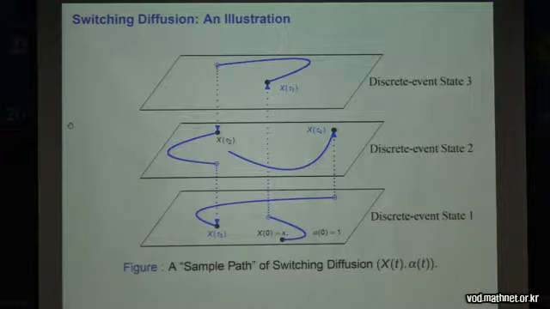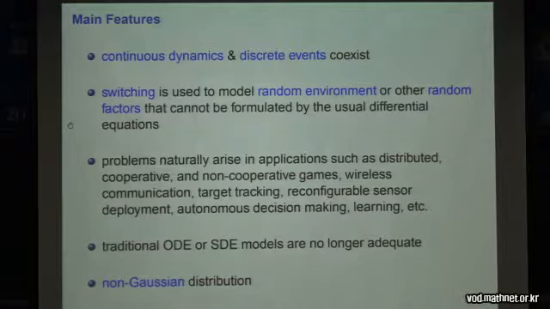Now, why is a switching diffusion needed? It is needed because a lot of applications really require that. That's the reason that we are looking into it. Here, I outlined a few things. Problems naturally arise in the following areas: distributed cooperative and non-cooperative games, wireless communications, target tracking, and so on and so forth. For all of these, we do have real applications. One of the key points we want to bring is that the traditional ordinary differential equation and stochastic differential equation models are no longer adequate, so we need something more than that. And the distribution is not Gaussian. It's non-Gaussian, something like a Gaussian mixture.